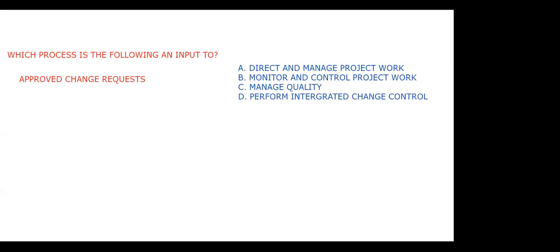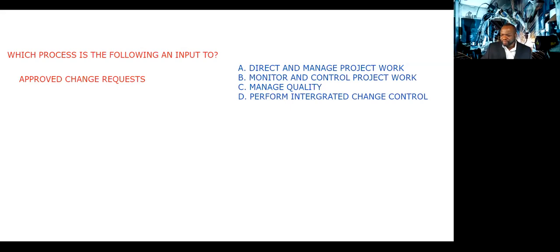All right. 5, 4, 3, 2, and 1. Let's end the poll. And here are the results. And majority chose A, and that is because indeed, approved change request goes to direct and manage project work. We execute on the change request there. Okay, good. Here is your next one.